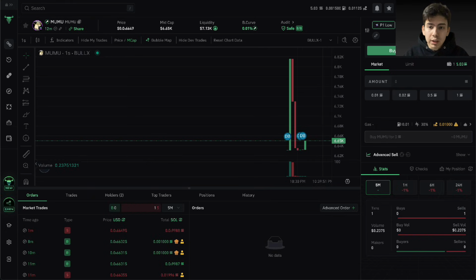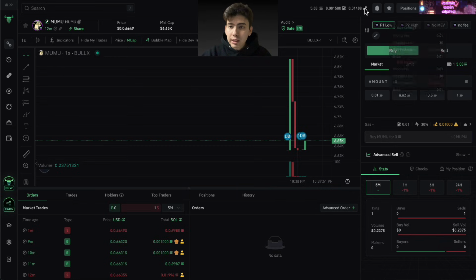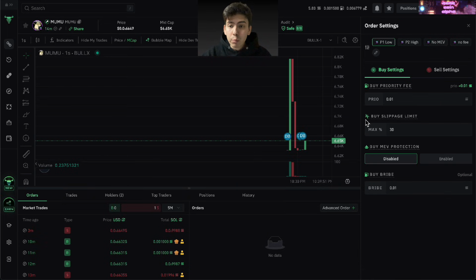So what you can also do with BullX is set up custom presets for your fees. And right here, as you can see, I have these 4 custom presets. I'm going to go over every single one of these presets so that you can have an idea of how to build your own. To manually adjust presets for your gas fees, you have to click on this gas tab. Once you've clicked it, you've opened your buy and sell settings for that particular preset.